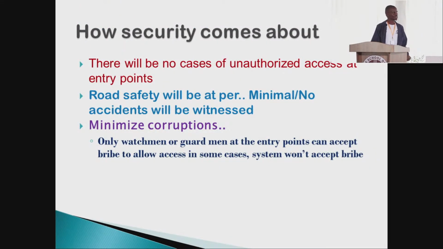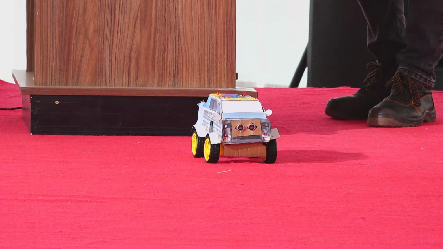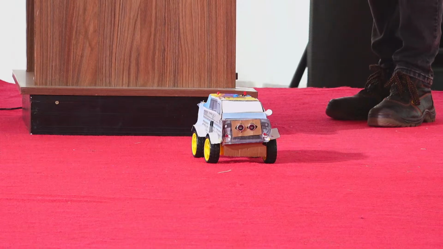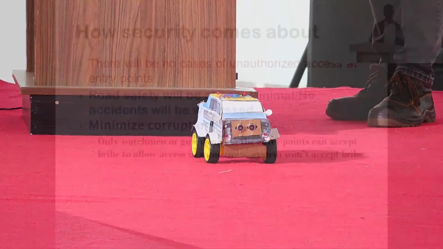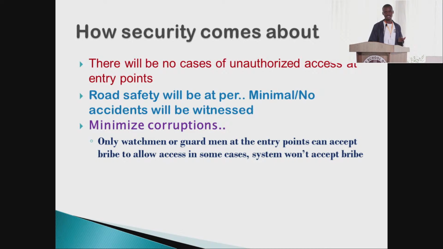Now how security comes in, we'll minimize corruption. Let's say there at the gate, you see, bribing is real. So I want to enter your company, and I don't meet the minimum requirement. I can even give you something so that I can enter. But with the use of the automated gate, only authorized personnel will be allowed to enter. With the automatic vehicle, it will minimize accidents because it will be detecting everything on the way.